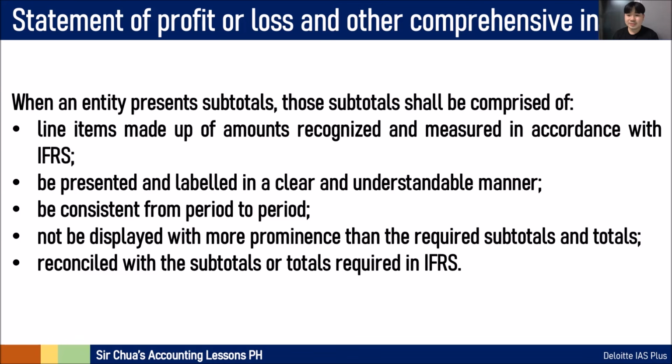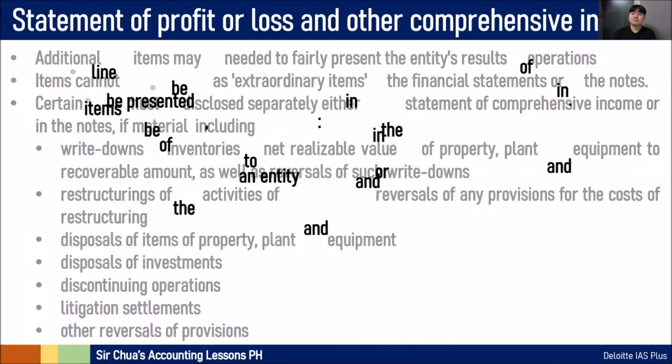And then when the entity presents subtotals, ano po yung mga subtotals na yon? Ano dapat ang itsura? Line items made up of amounts recognized and measured in IFRS. Then those subtotals must also be presented and labeled in a clear and understandable manner, with consistency, not displayed with more prominence than the others, and reconciled with the subtotals required in IFRS. Basically the same thing that we have discussed earlier in your balance sheet.